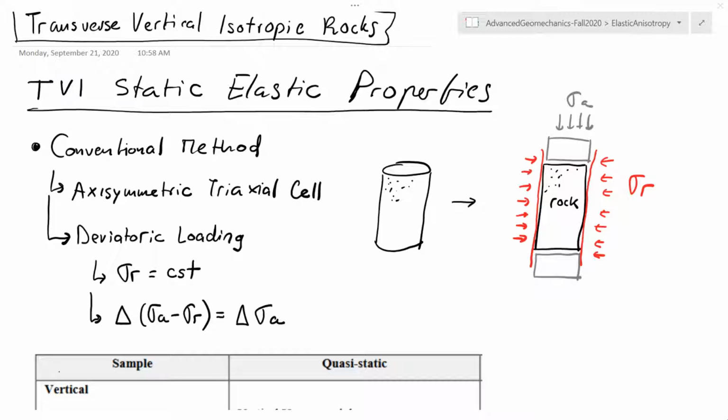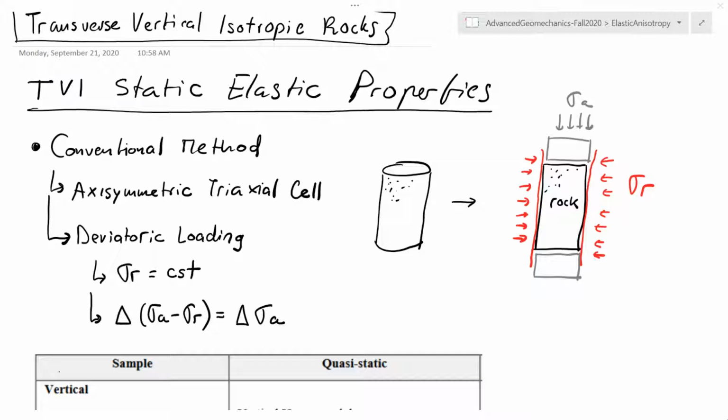rock. In an axisymmetric cell, we have samples in a cylindrical shape so that we can apply a three-dimensional state of stress, here simplified to 2 dimensions, in which we have a radial stress and an axial stress. These two, the radial stress and the axial stress, can be different, but notice that in 3 dimensions, if the radial stress is the same, that means that the two of the principal stresses perpendicular to the axial direction are going to be the same.